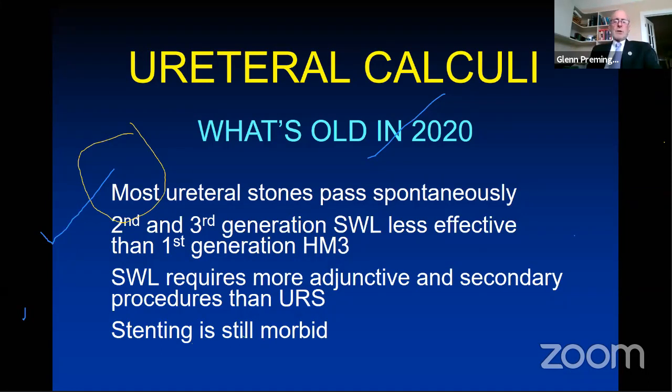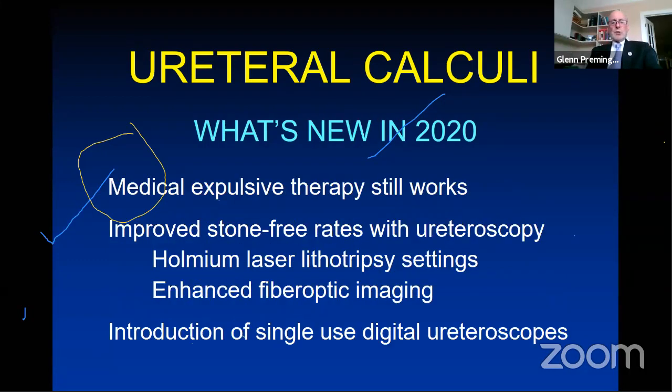What's old is that shockwave lithotripsy requires more adjunctive and secondary procedures than does ureteroscopy, and that stenting is still morbid. What's new in 2020 is that medical expulsive therapy still works, and that we can improve stone-free rates with ureteroscopy by using the holmium laser and enhanced fiber optic imaging. And I think that the introduction of a single-use digital ureteroscope has also had a significant impact on our ability to manage ureteral stones successfully.